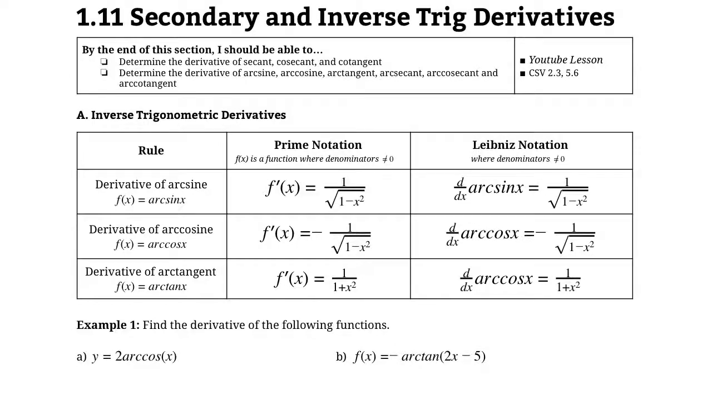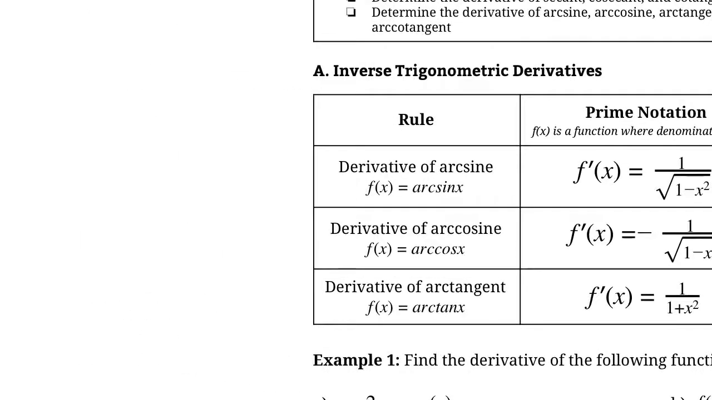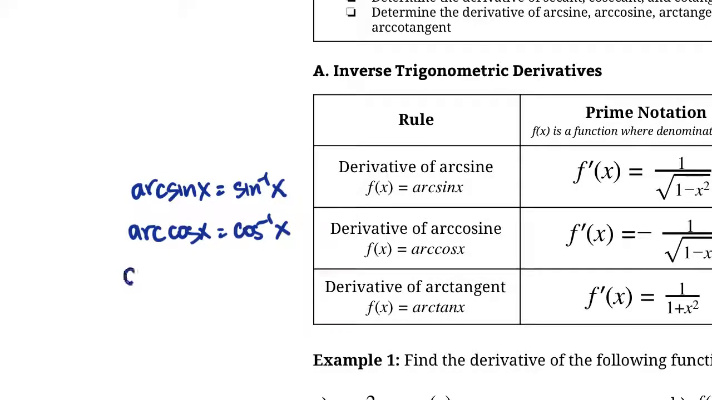Here we're going to talk about the derivative of the secondary trig functions and the inverse trig functions. We're going to start off with the inverse trig functions here. So by arc sine, arc cos, and arctan, recall what I mean by that is arc sine of x is actually just sine inverse of x. Same with arc cos, it's just cos inverse of x. And arctan x is just tan inverse of x.